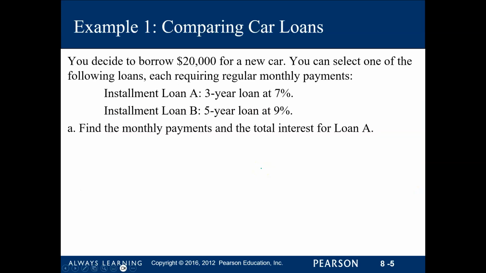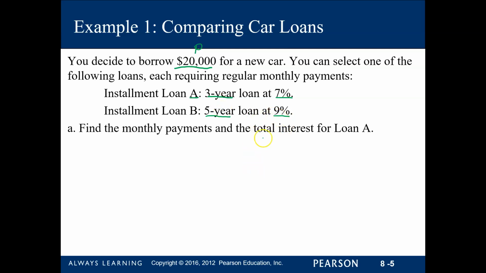So let's take a look at this example. So you decide to borrow $20,000 for a new car. So 20,000 is our P, okay? And you can select between two kinds of loans requiring monthly payments. So loan A is good for 3 years, okay? It's a shorter loan, and a smaller rate, 7% interest. Loan B is good for 5 years, and then it is for 9% rate.